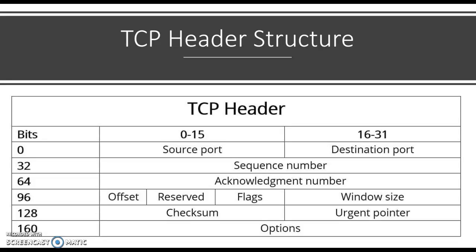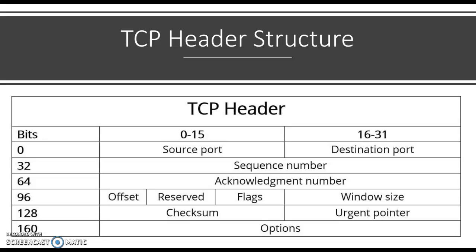The final topic in this presentation is going to be the TCP header structure and what each of the fields mean. Starting at the top, you'll see the source port and the destination port. The source port identifies the port number of the sender, and the destination port identifies the port number of the receiver.